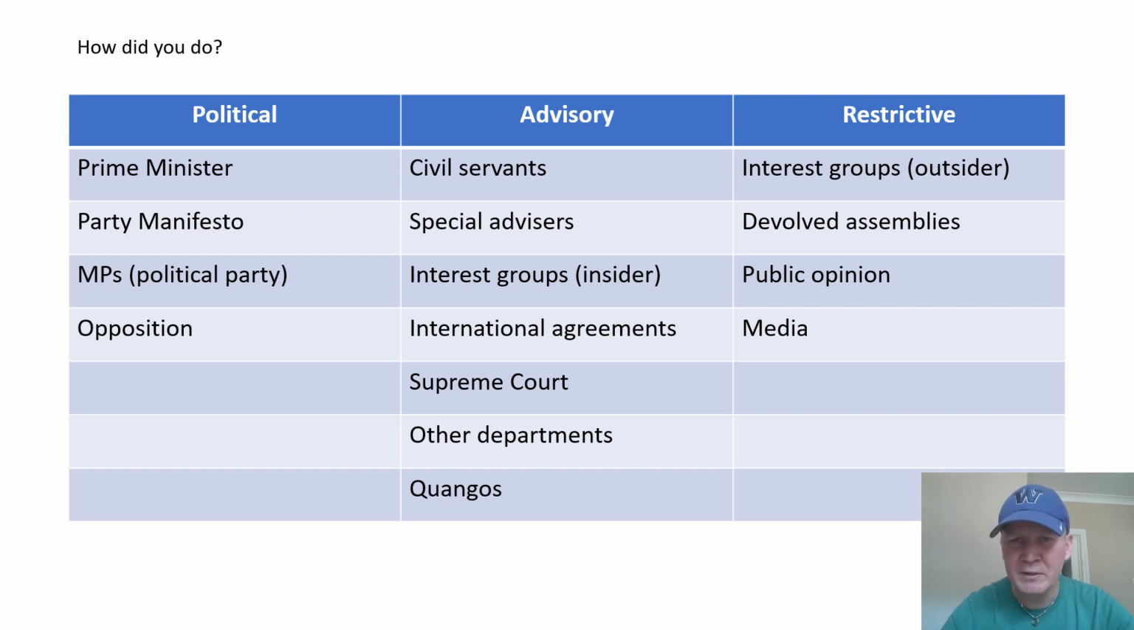In an advisory sense, these are the people who potentially shape the policy with the minister. Their permanent staff, the civil service, the people they bring in, the special advisors, or interest groups who work very closely with the government, called insider groups. They can all help to shape the way the policy is developed. Restrictions within the advisory process would be, for example, Supreme Court judgments on things such as the Human Rights Act, international agreements, the views of other departments on the policy, and quangos, those non-departmental organised groups such as Ofsted. All of these can advise and shape policy.